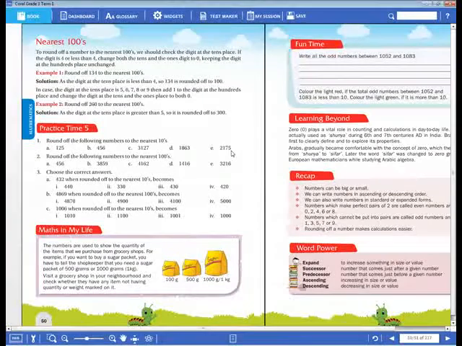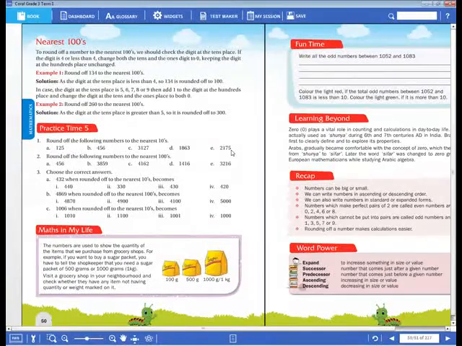2,175. Very good, Ritvik. So 2,170. Very good, Shanmukhi. What is the answer? 75. It's not greater than 5. Okay, equal to is there. So we have to take 70 only.